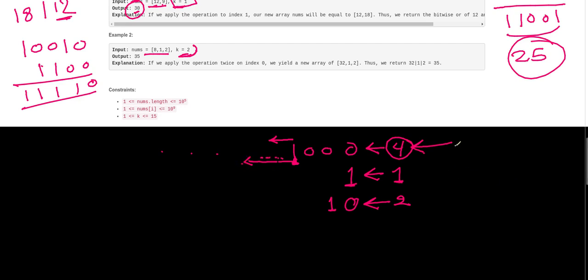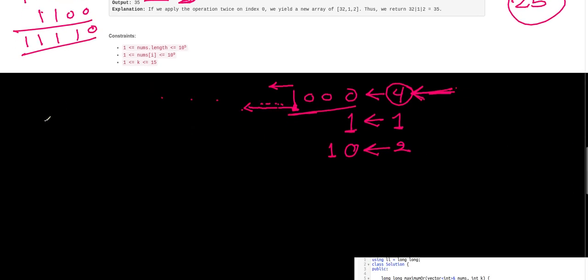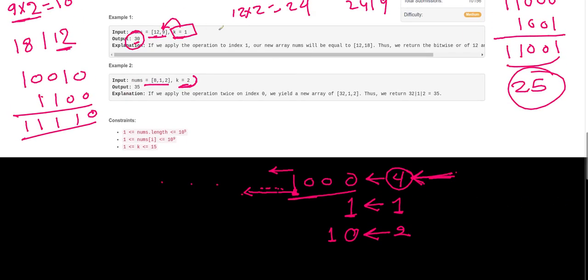So if we have a value with the most number of digits, we take that value. Now if more than one value has the same number of digits, like this one, the representation of 12 is 1, 1, 0, 0, and the representation of 9 is 1, 0, 0, 1.